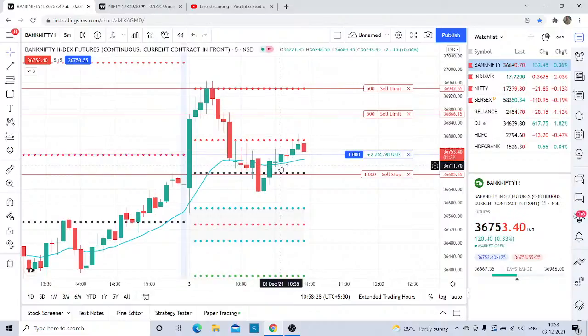Since India VIX is negative, we can expect positive moves in the Indian market today. Reliance is down, that's why Nifty is also going down.